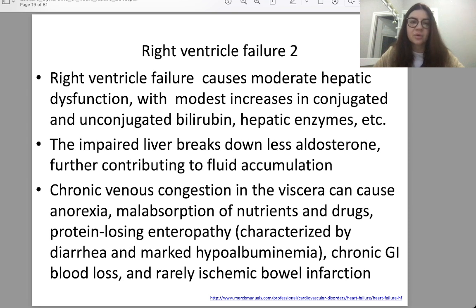Right ventricle failure causes moderate hepatic dysfunction with modest increases in conjugated and unconjugated bilirubin, hepatic enzymes, etc. The impaired liver breaks down less aldosterone, further contributing to fluid accumulation. Chronic venous congestion in the viscera can cause anorexia, malabsorption of nutrients and drugs, protein-losing enteropathy characterized by diarrhea and marked hypoalbuminemia, chronic GI blood loss, and rarely ischemic bowel infarction.